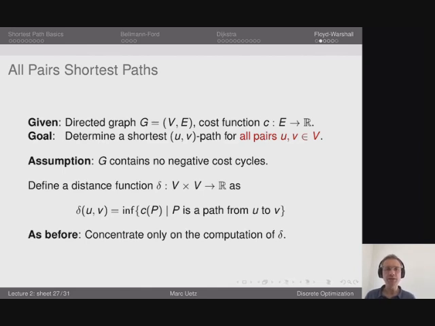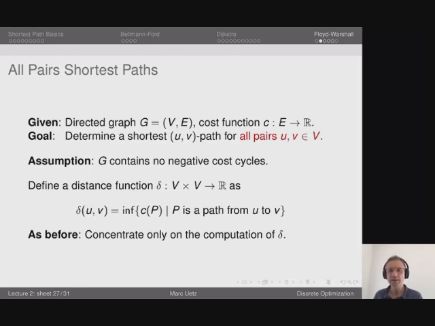Now we define the same distance function. Delta is going to be the shortest path distances between any pair of vertices u and v. That's the infimum of all the paths, if they exist, between u and v, directed paths. And as before, we again concentrate only on the computation of these distance values, delta, because once we have those, we can very easily compute the shortest paths themselves.